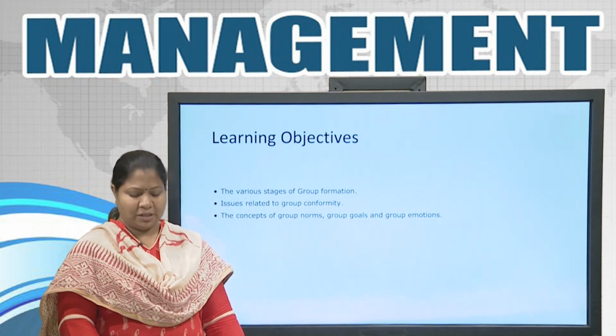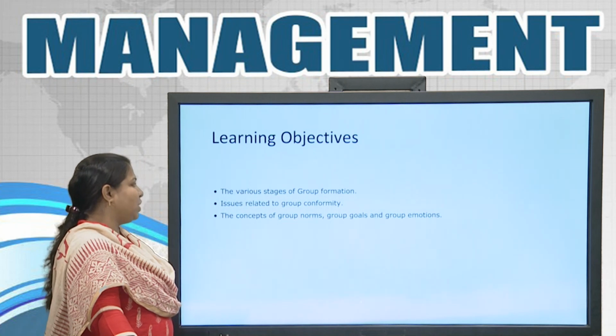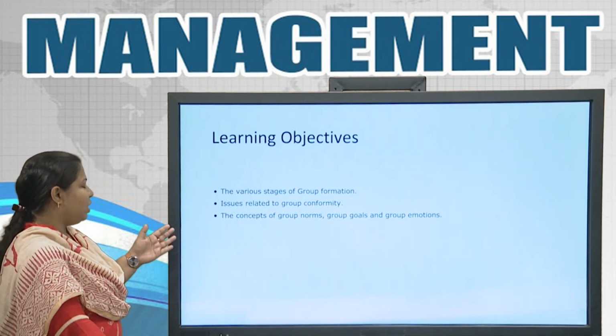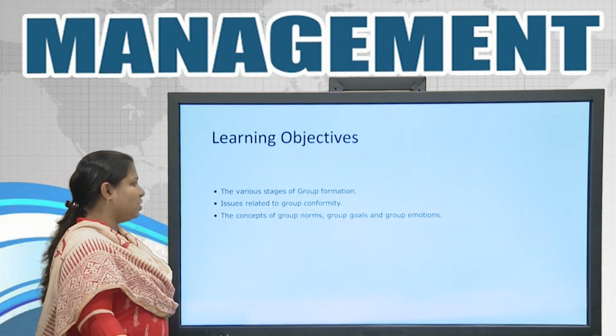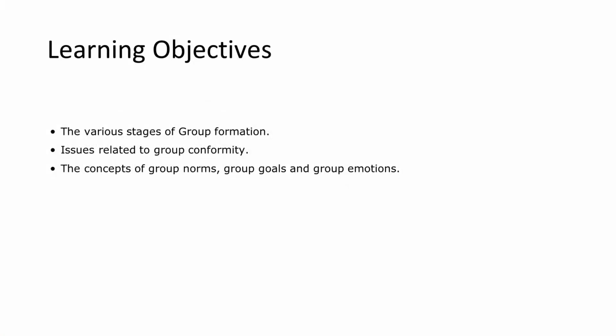Today we will start our unit 3, that is group. To begin with, let's start with the definition. Before that, we will see the learning objectives. We will study the various stages of group formation. Next, we will see issues related to group conformity. And third, we will see the concepts of group norms, group goals, and group emotions.